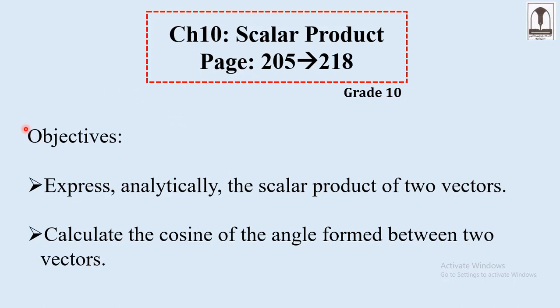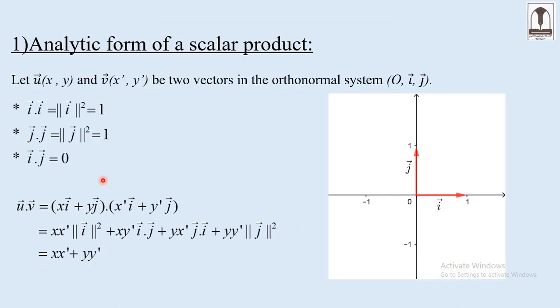Today we will start the second part of our chapter, Scalar Product, the analytic form of a scalar product. The objectives of this session are to express analytically the scalar product of two vectors and calculate the cosine of the angle formed between two vectors. The analytic form of a scalar product.